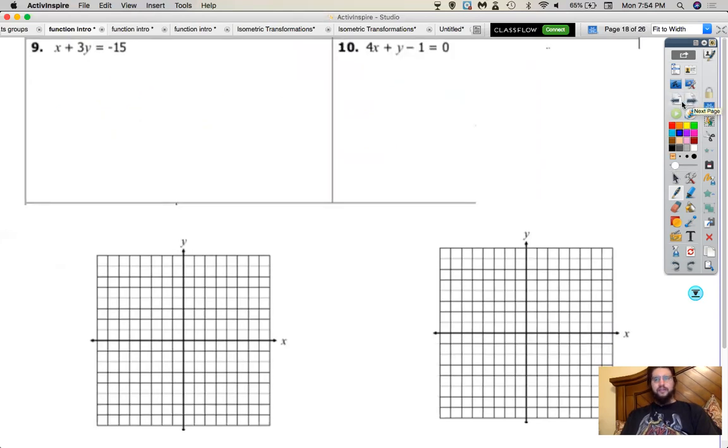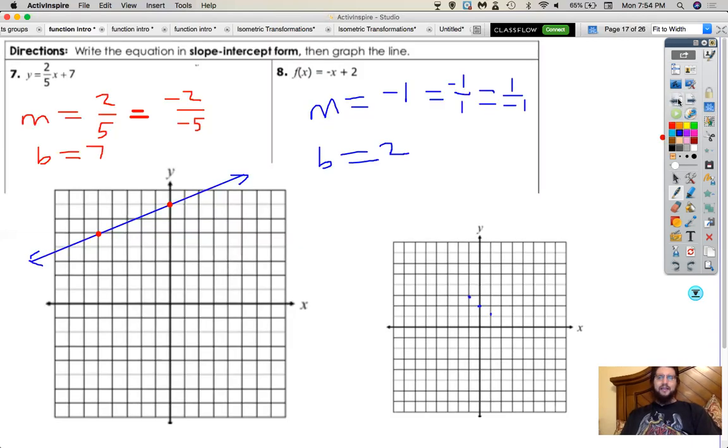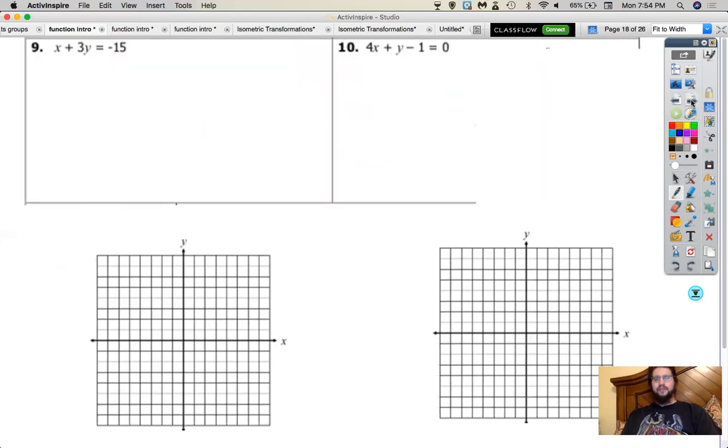Nothing much interesting here. Let's do number 10. It says to write it in slope-intercept form. So this is not in slope-intercept form. We have to solve for y. We need to get y by itself. So I'm going to subtract 4x and add 1. y equals negative 4x plus 1.